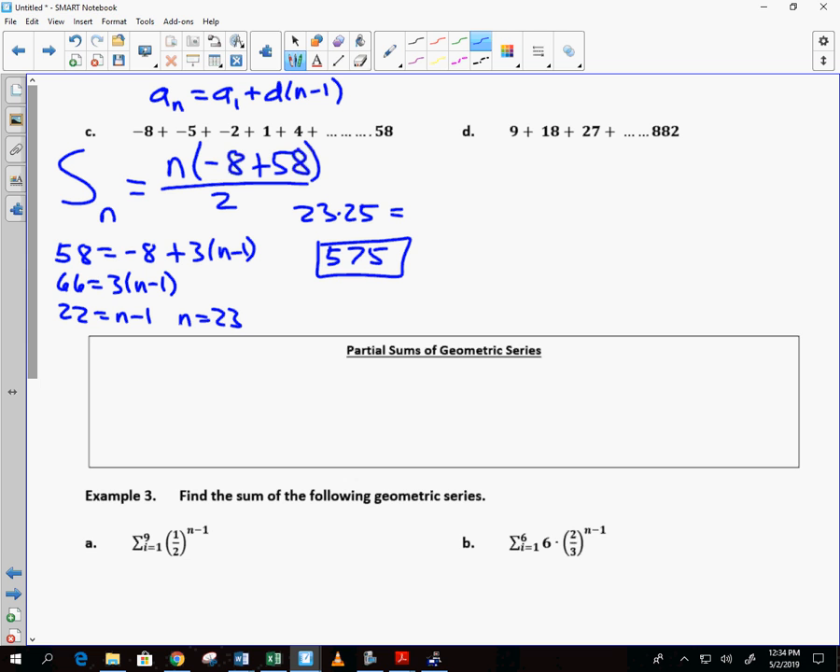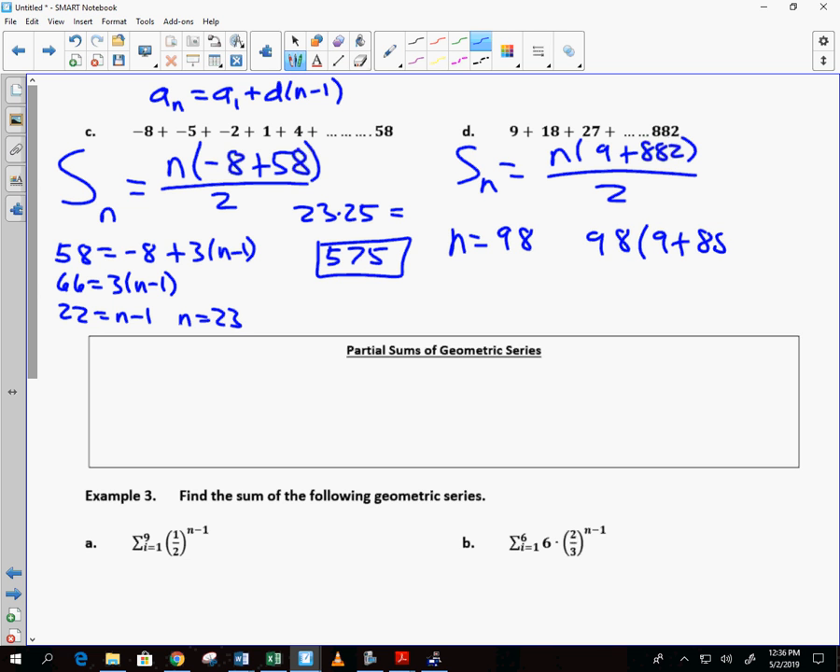Try the next one on your own. Go. All right, here we go. Let's see what you got. I have the sum of the first n terms is equal to n times 9 plus 882 divided by 2. What did you figure out n was? 98. So you got 98 times 9 plus 882 divided by 2. And what did you get? 43,659.